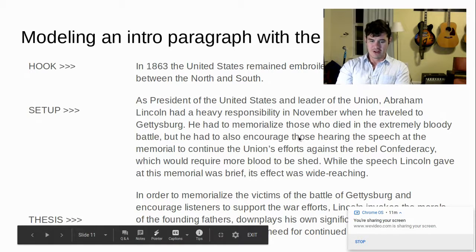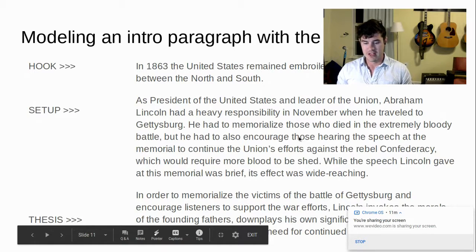South. Setup. As President of the United States and head of the Union, Abraham Lincoln had a heavy responsibility in November when he traveled to Gettysburg. He had to memorialize those who died in the extremely bloody battle, but he had to also encourage those hearing the speech at the memorial to continue the Union's efforts against the rebel Confederacy, which would require more blood to be shed. While the speech Lincoln gave at this memorial was brief, its effect was wide reaching.